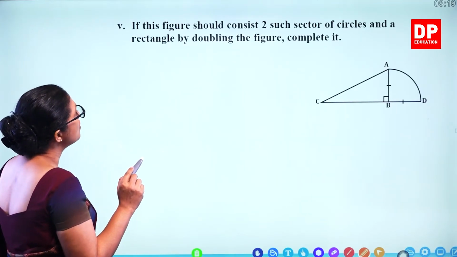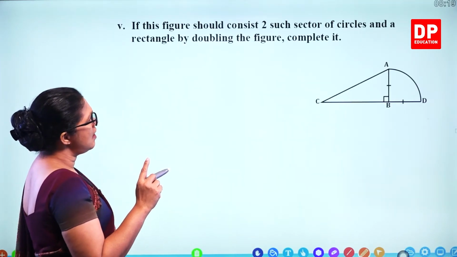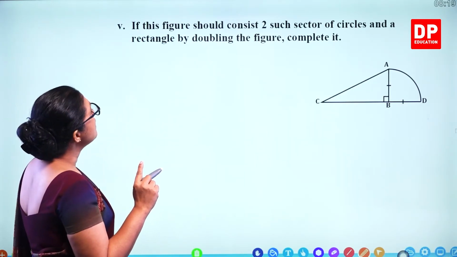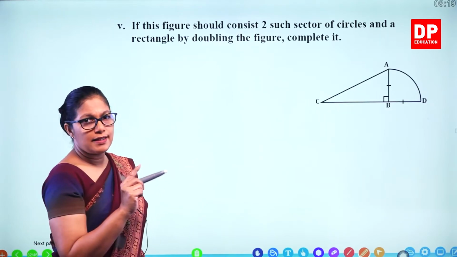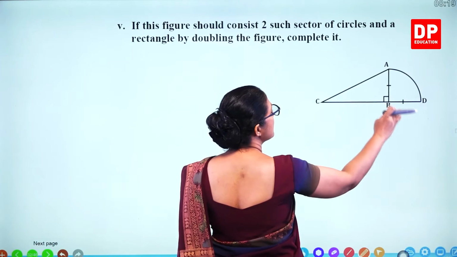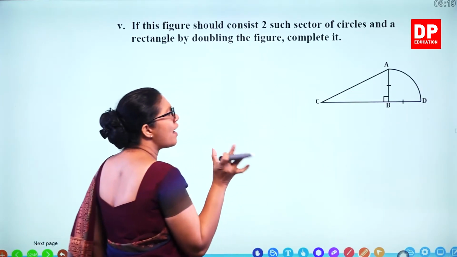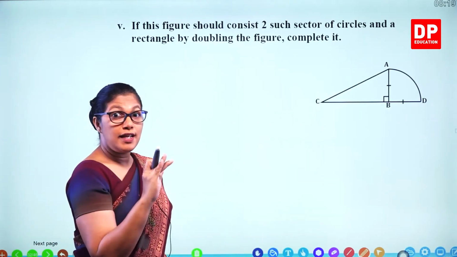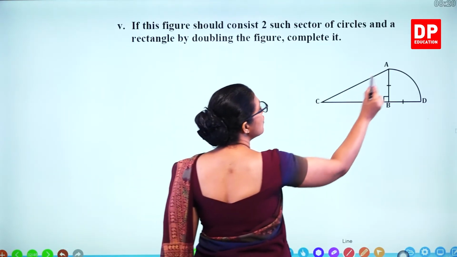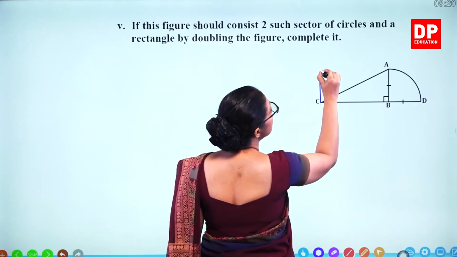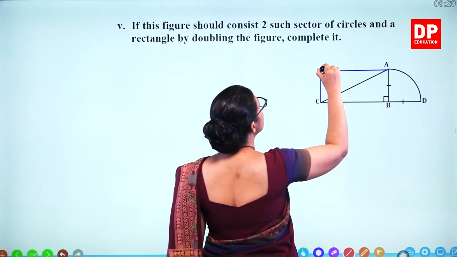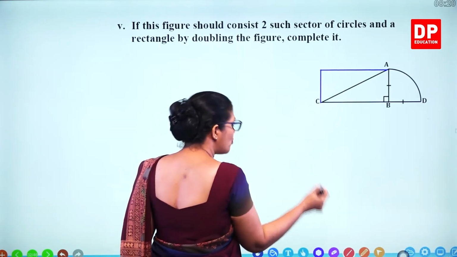If this figure should consist of 2 such sectors of circles and a rectangle, by doubling the figure, complete it. So that means you need to get twice of this. So 2 sector parts and 2 triangular parts. But you need to get a rectangle. So we'll connect like this. So this part will connect here. So double of this, you get a rectangle.